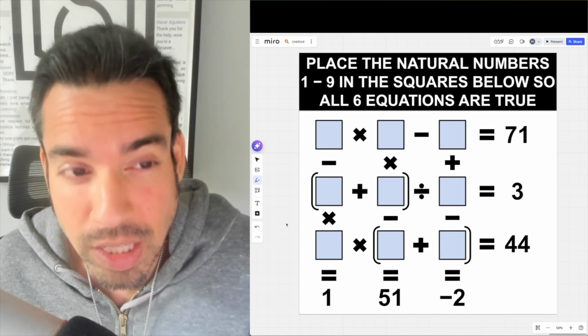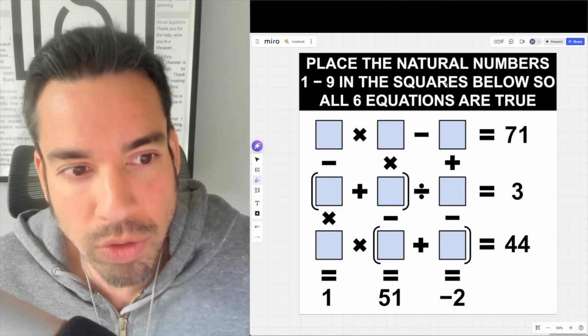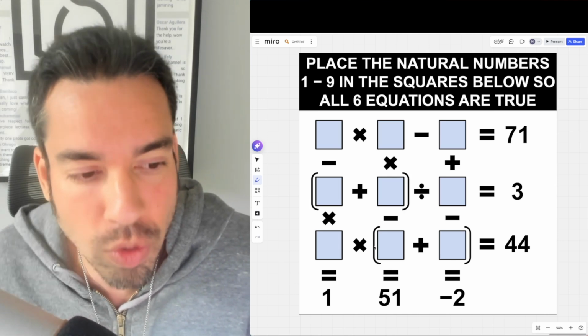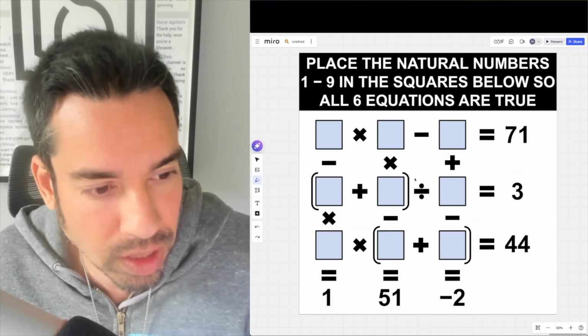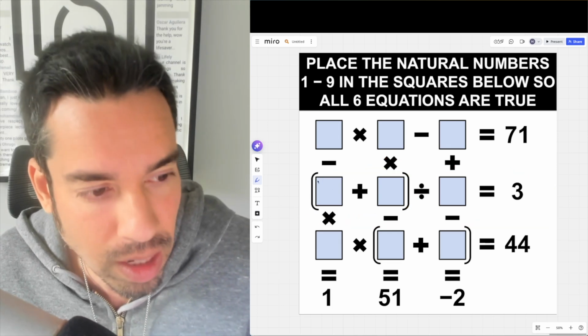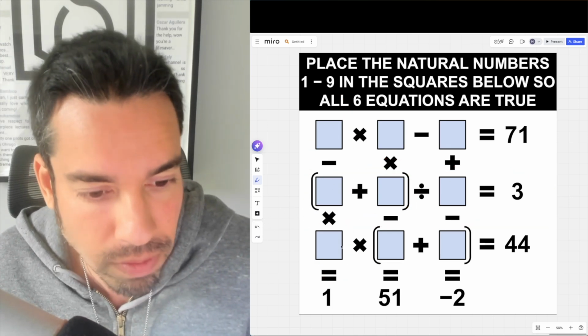In this one, the question is as follows. Place the natural numbers 1 through 9 in the squares below so all 6 equations are true. And by the way, when we see these parentheses, they only have to do with the equations going this way. So we're grouping these two together, but it has nothing to do with grouping in any of those vertical equations.